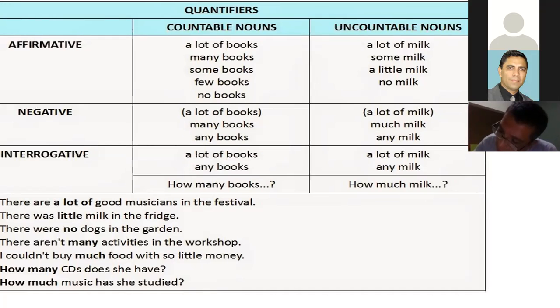Which one are you using? No one. In that case, it could be "there aren't," because you're talking about countable. There aren't any children. You say there aren't any children? Okay, very good. How many cats do you want here? Okay, very good, Julie. Thank you.